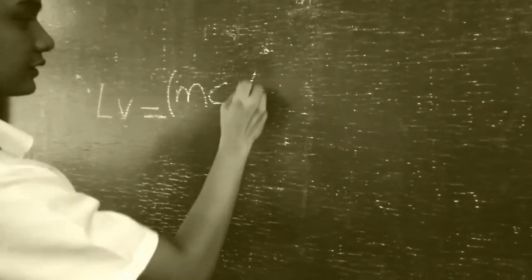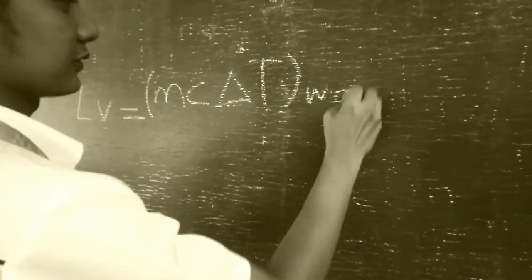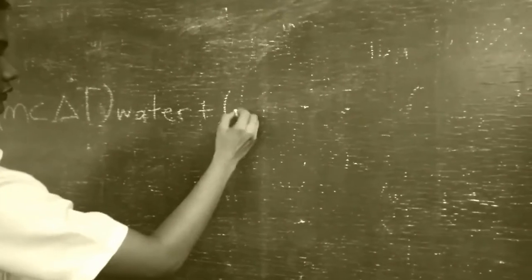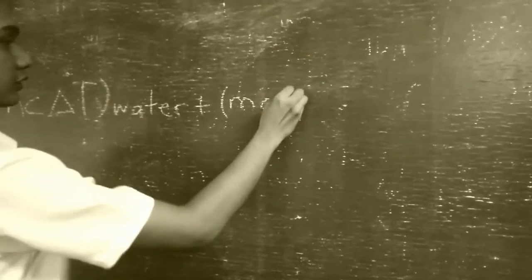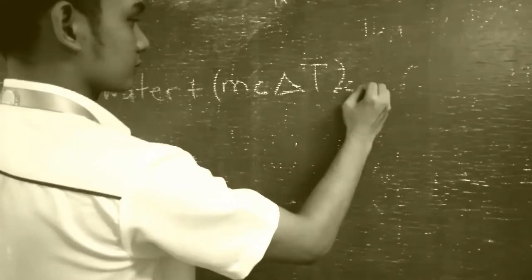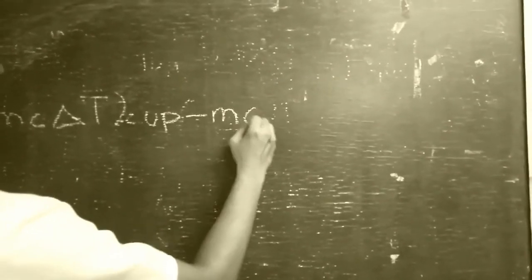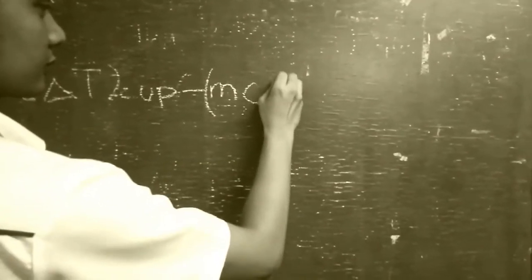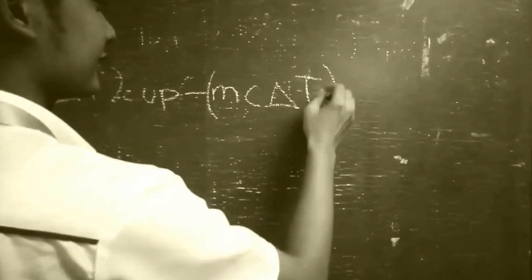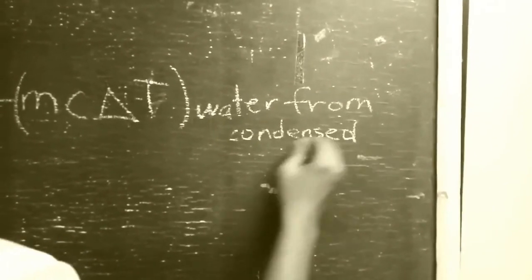The formula to find the latent heat of vaporization is: the latent heat of vaporization is equal to the mass of water times the specific heat of water times the change in temperature of water, plus the mass of cup and stirrer times the specific heat of cup and stirrer times the change in temperature of cup and stirrer, minus the mass of water from condensed steam times the specific heat of water from condensed steam times the change in temperature of water from condensed steam, divided by the mass of steam.